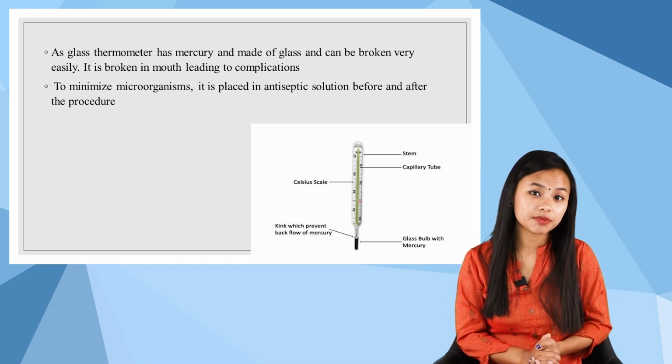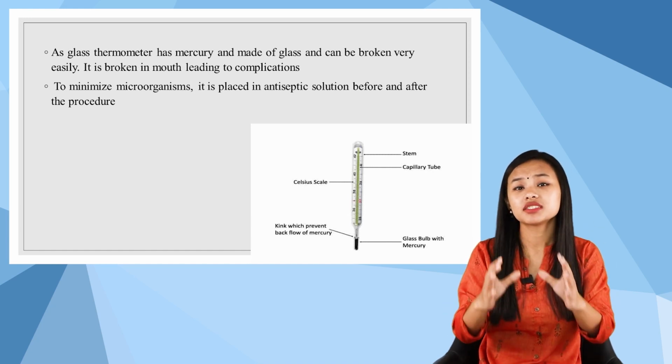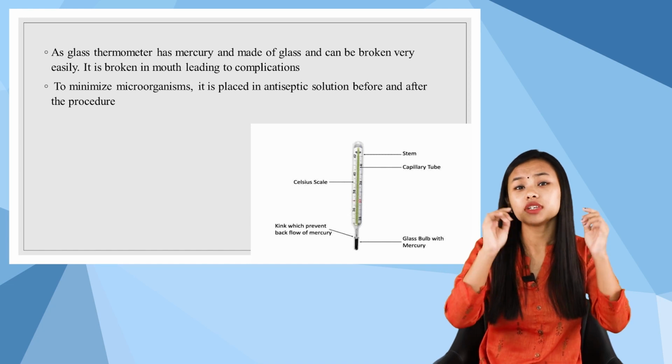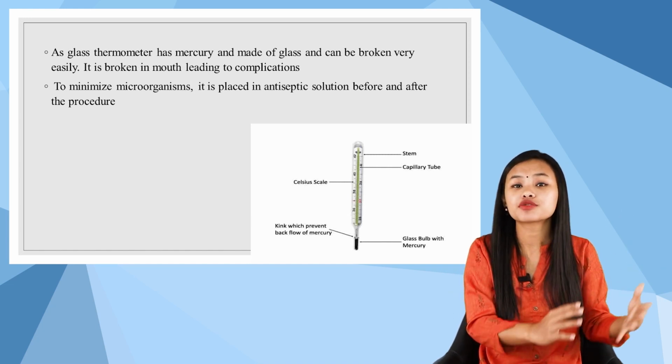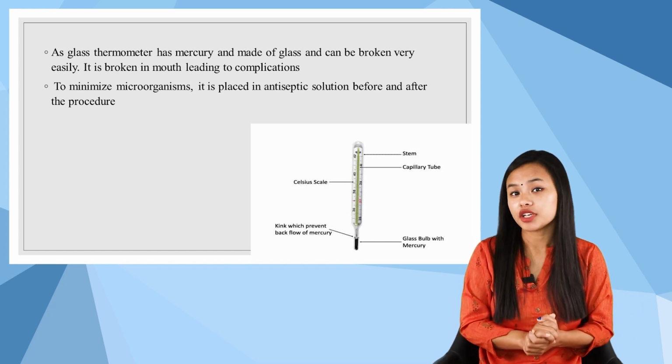And one thing you must keep in mind is that in order to minimize microorganisms, you must make sure that you clean the thermometer before as well as after the body temperature has been assessed. So as I've always said, the normal body temperature is 98.6 degrees Fahrenheit or 37 degrees Celsius, right? So what is this Celsius and Fahrenheit? It is a unit which is used in order to measure the heat.